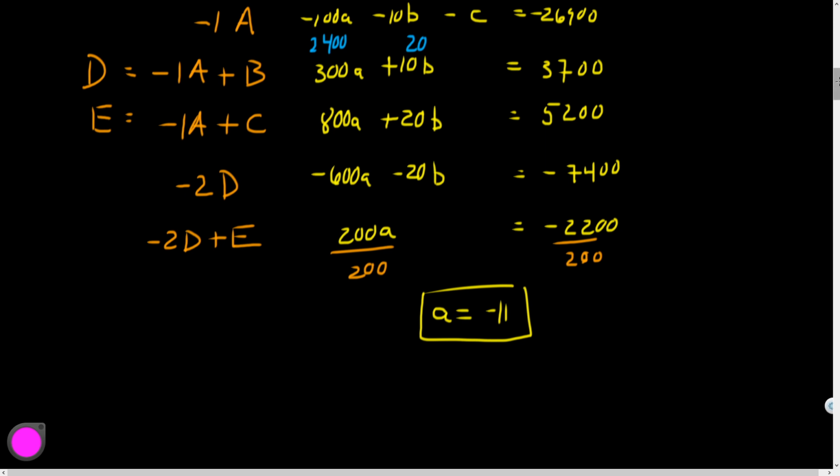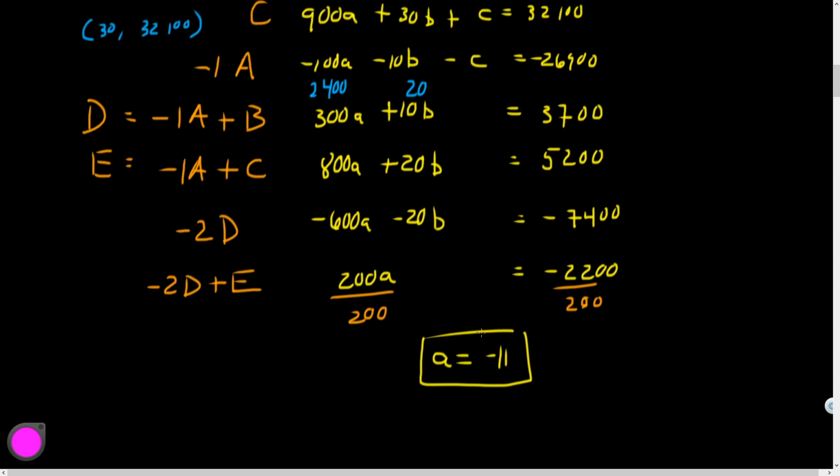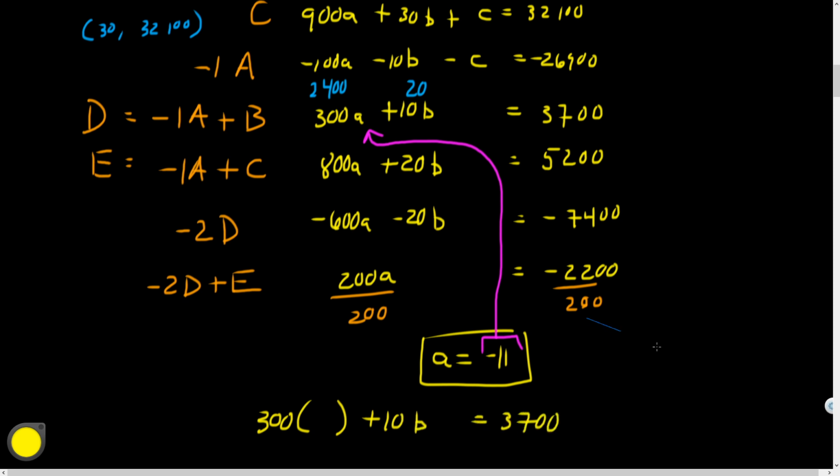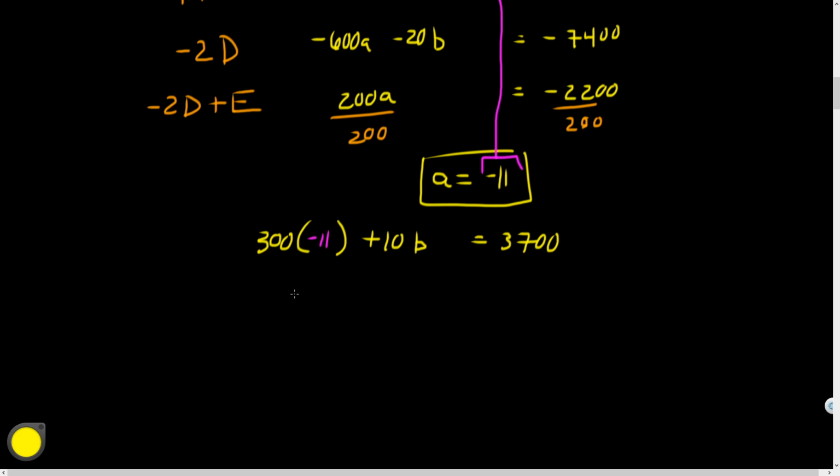I could then solve for b. What's an easy equation with a and b in it? I'll solve for equation D's version of it, I guess. And so I'll do this. So 300 times negative 11 plus 10b equals 3,700. And hopefully this is getting more familiar for you, right? And so let's multiply this out.